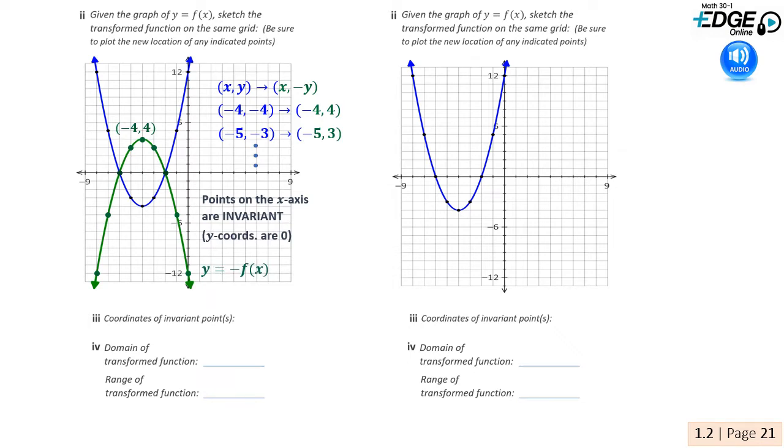Notice in this left graph that under the reflection in the x-axis, our mapping rule shows that (x, y) becomes (x, negative y). So we've changed the sign of every y coordinate. This means that points on the x-axis did not change. So our x-intercepts that happened at negative 6 and negative 2 were unchanged.